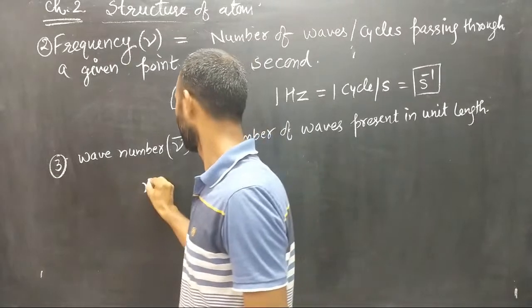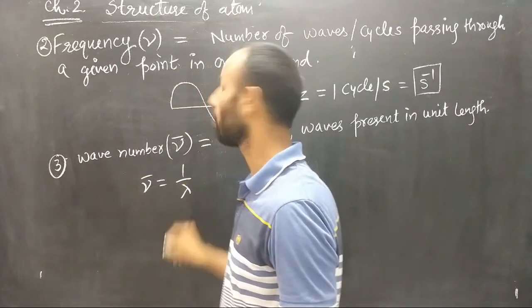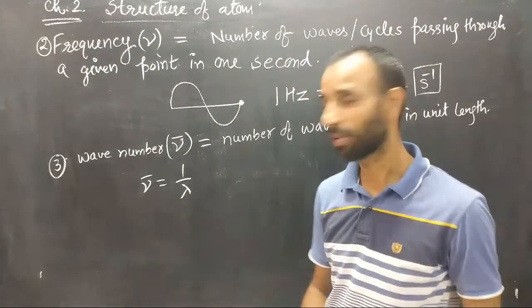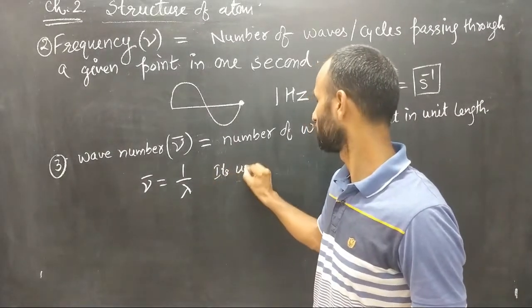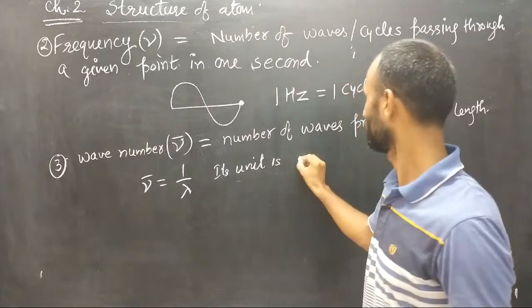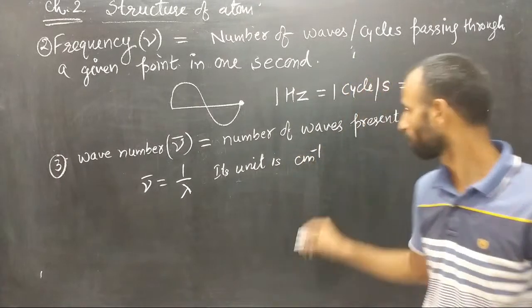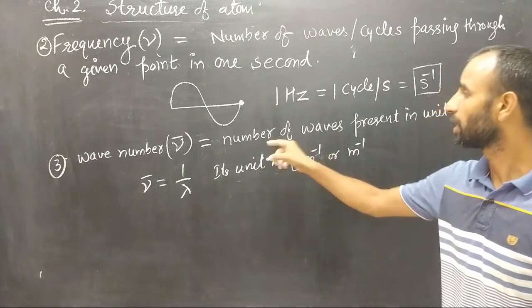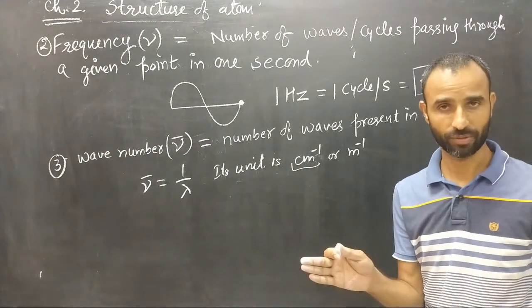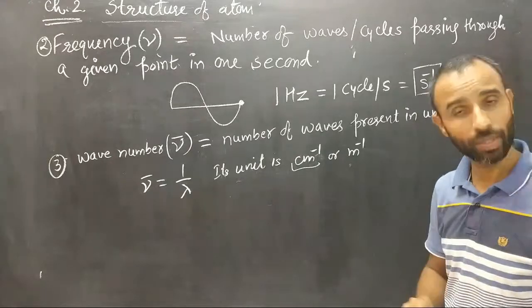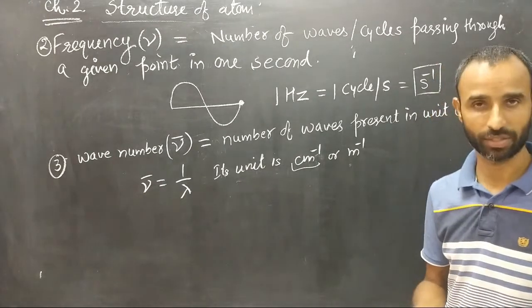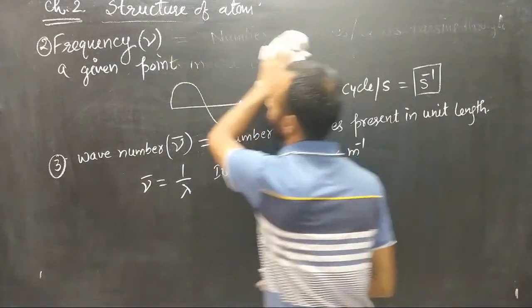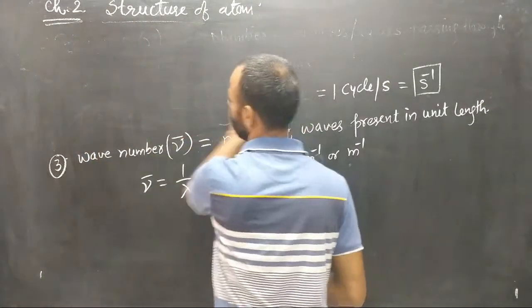That means wave number is actually equal to the reciprocal of wavelength. Nu bar equal to 1 upon lambda, and its unit is per centimeter or per meter. Per centimeter means number of waves present in 1 centimeter. Per meter, number of waves present in 1 meter. Right? So that is called wave number. Okay? Now speed.